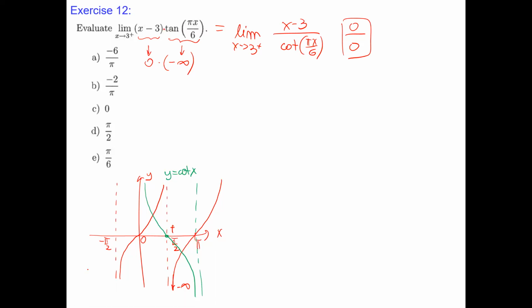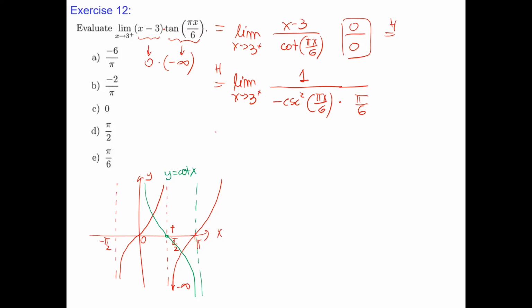Okay, let's apply the L'Hopital rule. We are good to apply the L'Hopital rule. Maybe I can do it on a new line. Derivative of x minus 3 is 1. Derivative of cotangent is negative cosecant squared of the same angle, following the chain rule, times the derivative of that angle. Pi x over 6, derivative is pi over 6, the coefficient of x.